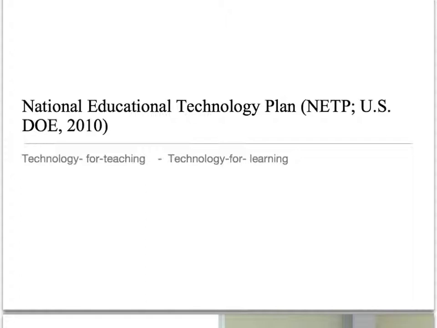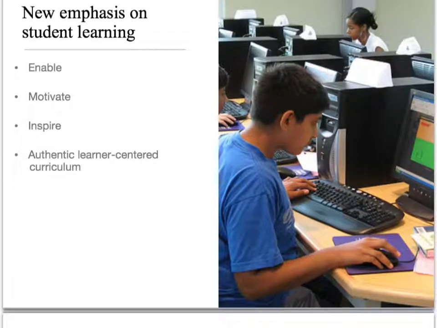The 2010 National Education Technology Plan shifts our focus from an emphasis on technology for teaching, where PowerPoints, Elmos, and overhead projectors were used as instructional tools, to technology for learning, where now smartboards, apps, and tablets are considered instructional tools. Students are at the center of curricular and classroom learning experiences, and technology is used to support an authentic learning center curriculum. In an authentic learning center curriculum, students demonstrate their understanding of concepts by using real-world issues.